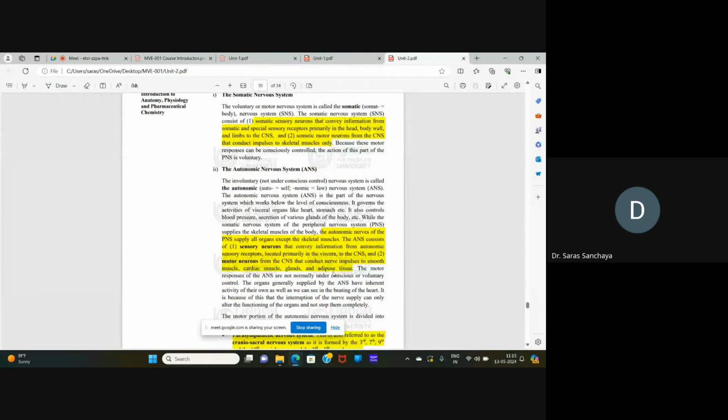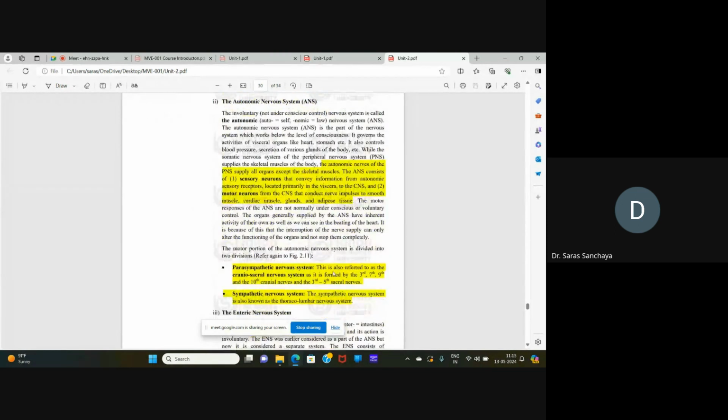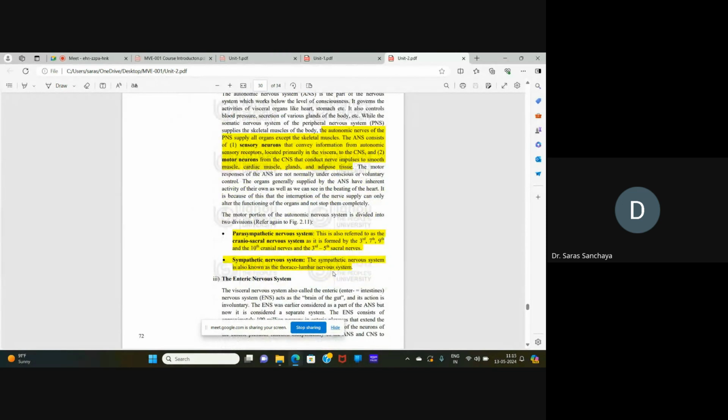The autonomic nervous system of the PNS supplies all organs except the skeletal muscles. The autonomic nervous system consists of sensory neurons that convey information from autonomic sensory receptors located primarily in the viscera to the CNS, and motor neurons from the CNS that conduct nerve impulses to the smooth muscles, cardiac muscles, glands, and adipose tissue. Then we come to the parasympathetic nervous system.